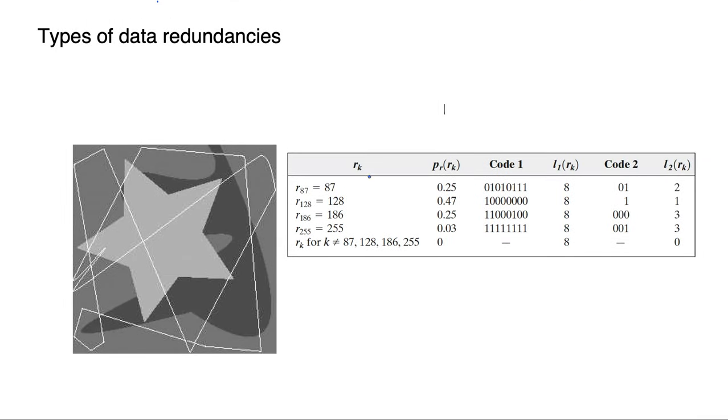Now we'll look at what the different types of data redundancies are, or we will answer the question of how data compression can be done. There are three different types of data redundancies. The first one is coding redundancy.